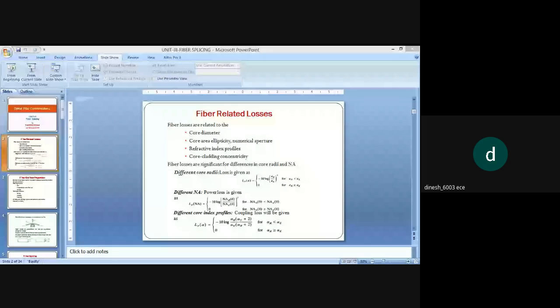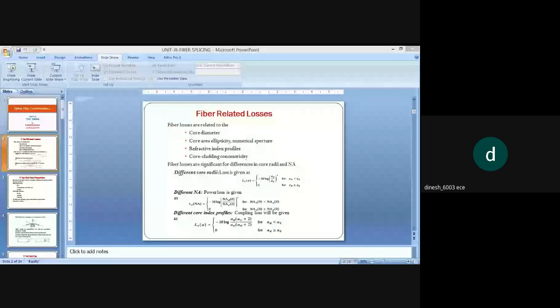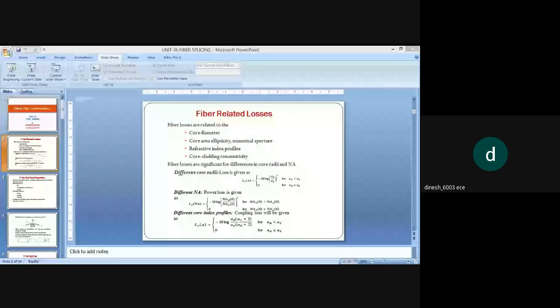Next quality is fiber end face quality. The end face quality of fiber directly influences the splice loss. So thus when cleaving for splicing, the end face of the fiber has to be cleaned and flattened and should be perpendicular to the fiber axis.